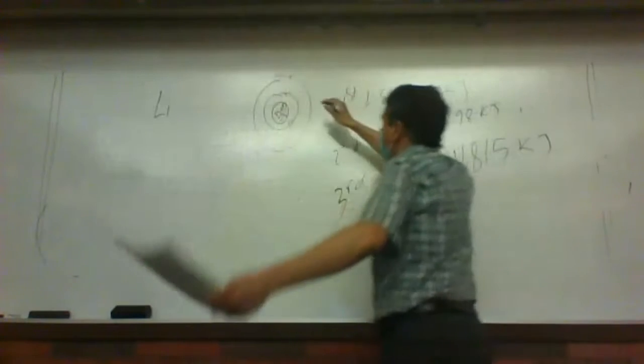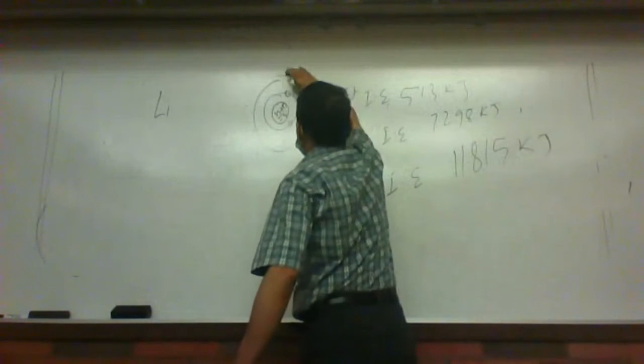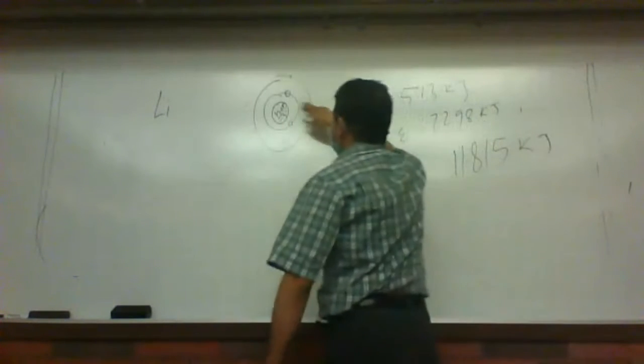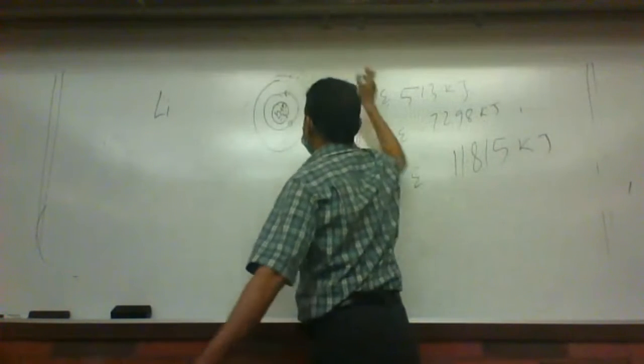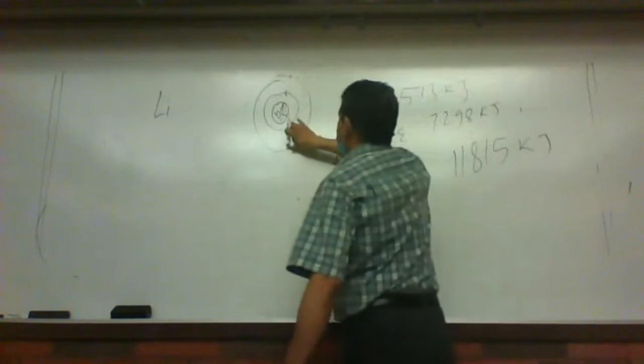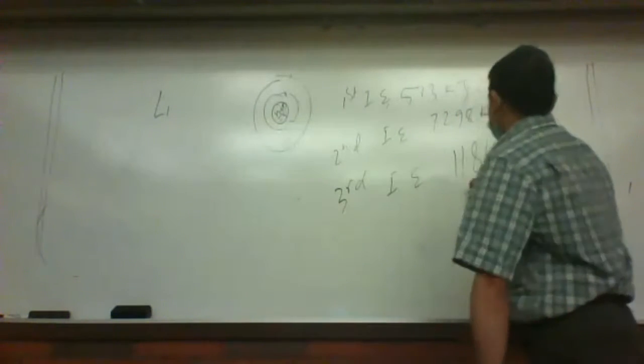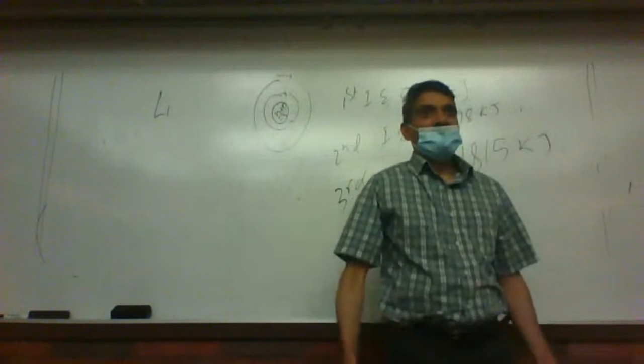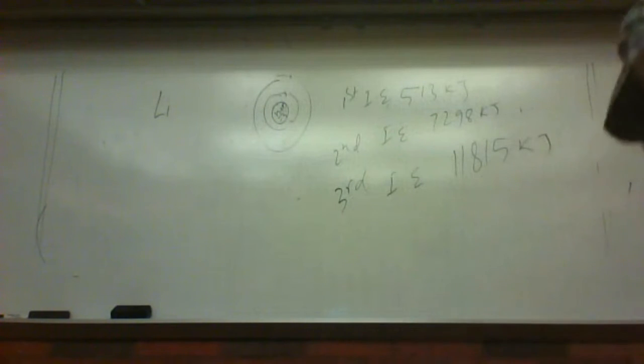kilojoule, and the electron is gone. If you want to remove another electron from the second orbit, you need to give 7,298 kilojoule, and then this electron is gone. And if you want to remove another electron from here, you need to give 11,815 kilojoule, and all electrons are now gone. So as you remove more and more electrons, you need to give more and more energy from outside to remove that electron. It's pretty easy, right? It's very easy.